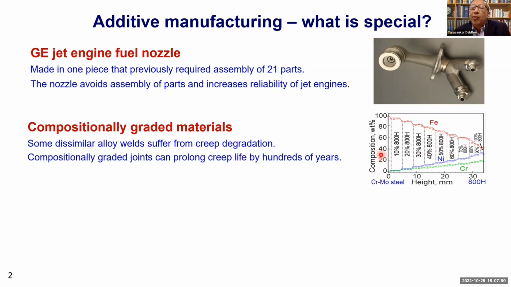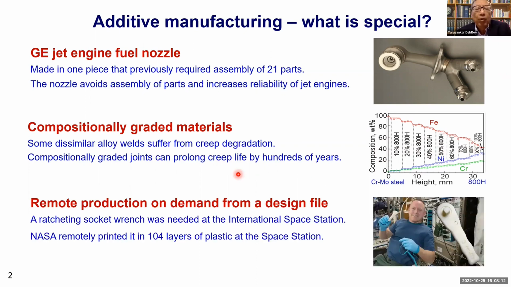And by using a graded joint, we avoid the dissimilar alloy joints, and the properties of this joint is so much better that the component life can be extended by a very significant amount. Also, this same additive manufacturing machine can make numerous different parts. And one example is the production of a ratchet wrench inside the space station.